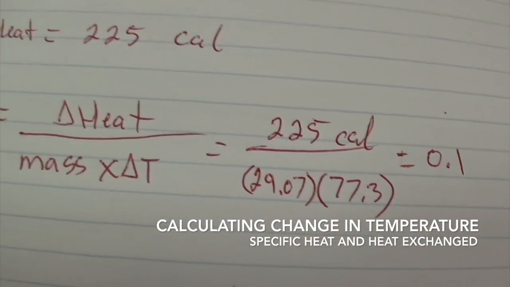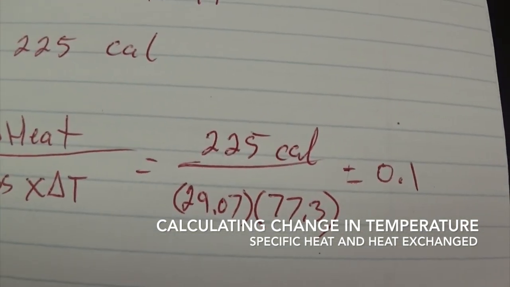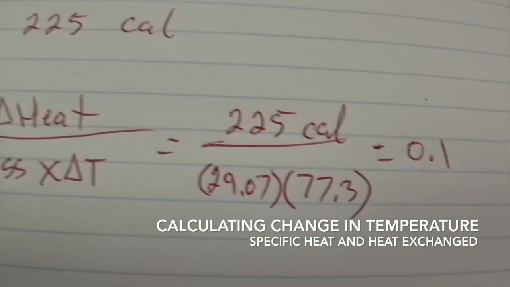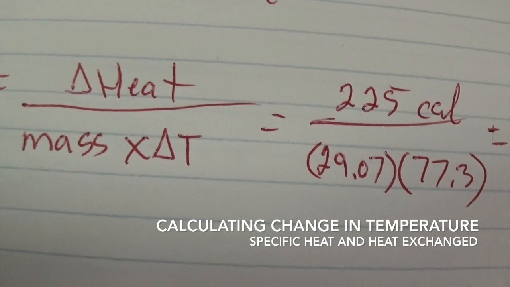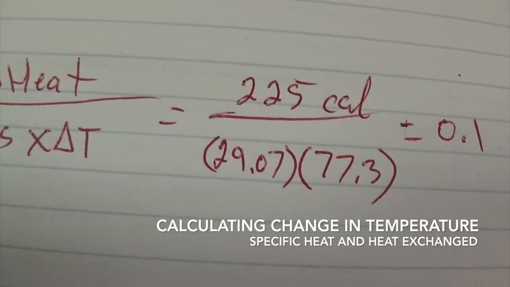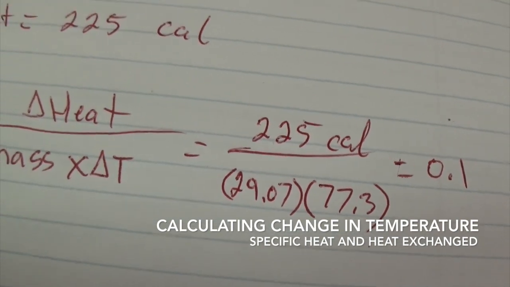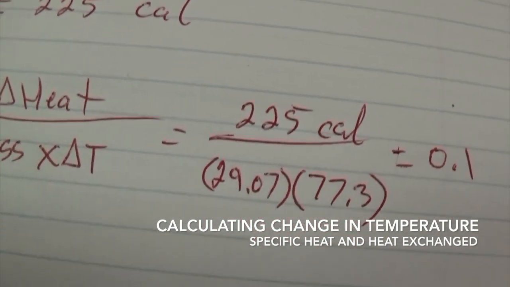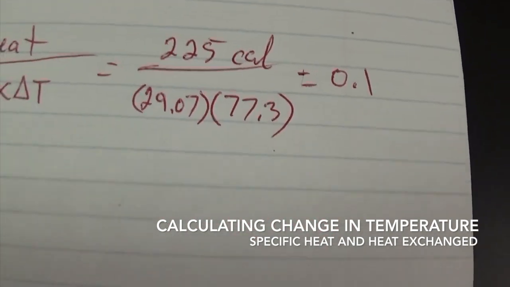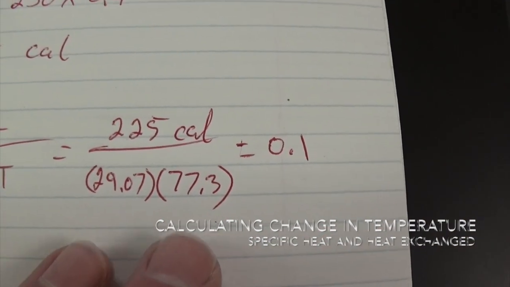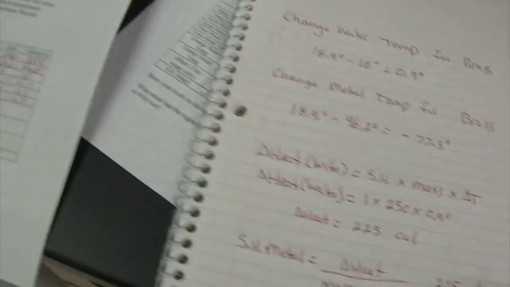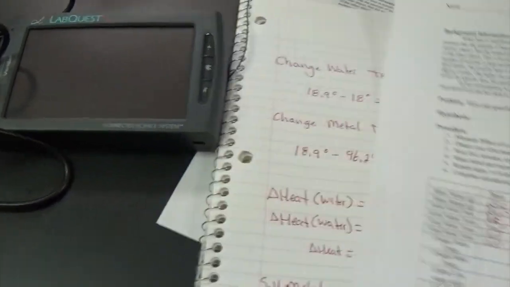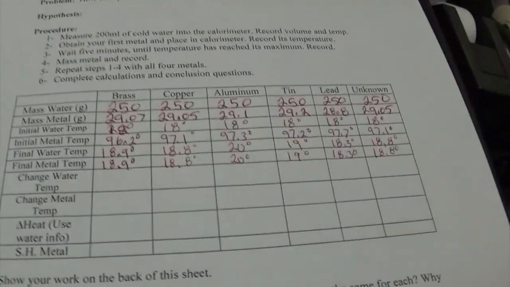So the energy that is gained or lost in the process is the 225 calories. The mass of the metal, in this situation the brass, was 29.07 grams, and the change in temperature for the brass was 77.3. If I take the number on the top and divide it by the value on the bottom, already multiplied together, so follow order of operations, because these two on the bottom you need to get a product there first and then divide, that gives me approximately 0.1. So this is all of what I'm going to be recording inside of my actual data table. Now this is just an example. I'm going to have you guys do all the rest on your own.